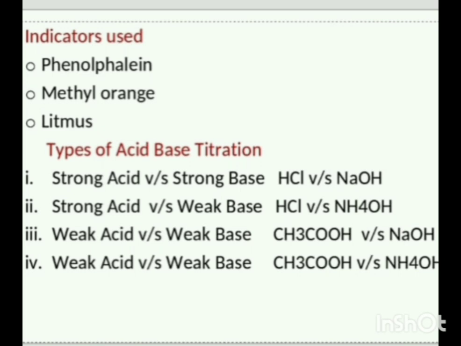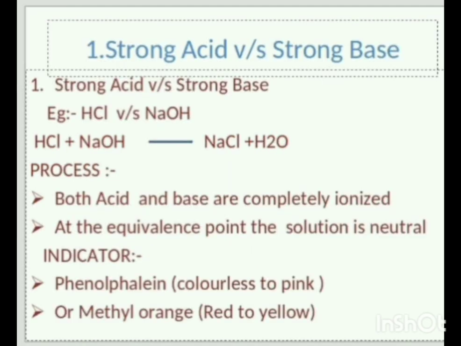Types of acid base titration. First one is strong acid versus strong base. Example is HCl versus NaOH. Second one, strong acid versus weak base. Example, HCl versus NH4OH. Third one is weak acid versus strong base. Example, CH3COOH versus NaOH. Fourth one is weak acid versus weak base. CH3COOH versus NH4OH.